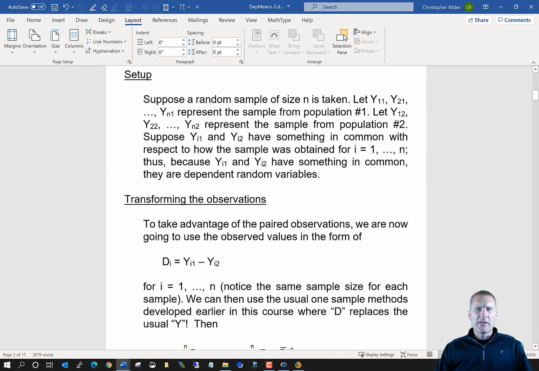Okay, so let's talk about the setup in terms of the notation. Let's let y11 be the value that we observe in terms of our sample from population 1, for, let's say, item 1 in that sample. Y21 is going to represent, sorry, I said that incorrectly. Let me restate that. Excuse me.